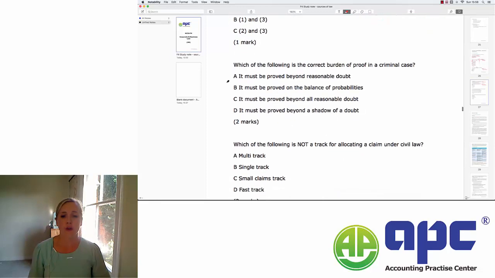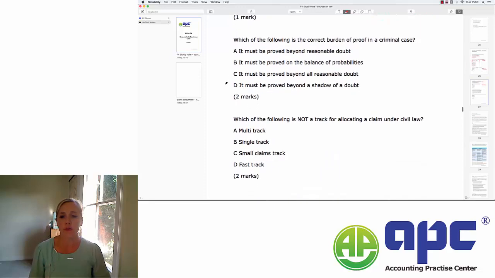Okay, which of the following is the correct burden of proof in a criminal case? Is it A, it must be proved beyond reasonable doubt? Is it B, it must be proved on the balance of probabilities? Is it C, it must be proved beyond all reasonable doubt? Or is it D, it must be proved beyond a shadow of a doubt?